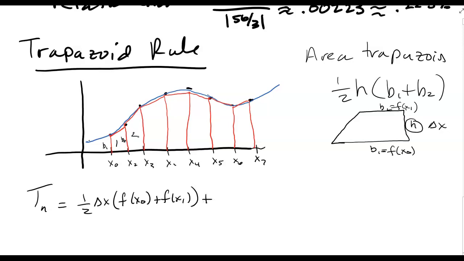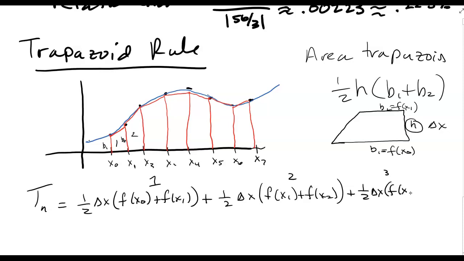Okay, trapezoid number 2. 1/2 delta x. This now has an x sub 1. Yeah, 0, 1, 2, 3, 4, 5, 6, 7. F of x sub 1 plus f of x sub 2. So this is trapezoid 1, trapezoid 2. Let's put trapezoid 3 in there. We're not going to do all of them. 1/2 delta x f of x of 2 plus f of x of 3 and dot, dot, dot, all the way up to n.